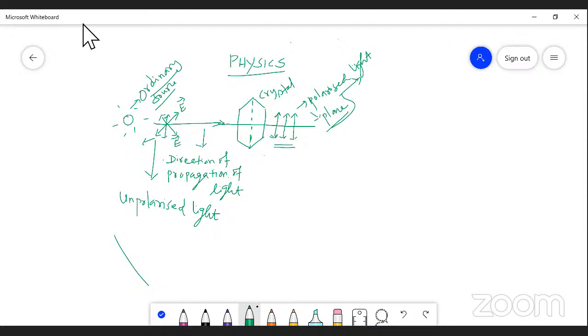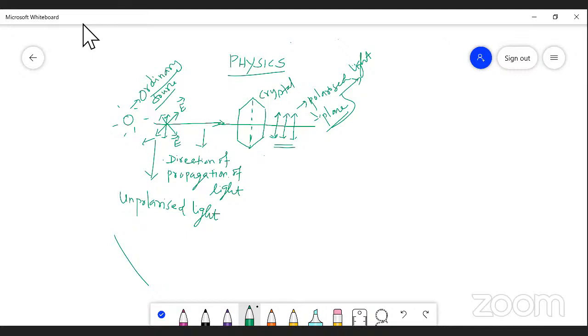So, an ordinary source of light produces unpolarized light. Unpolarized light is allowed to pass through the tourmaline crystal. The emergent light from the tourmaline crystal has light vibration, like electric field vibration, in only one particular direction, which is parallel to the optic axis. That light is said to be plane polarized light or polarized light. Okay.